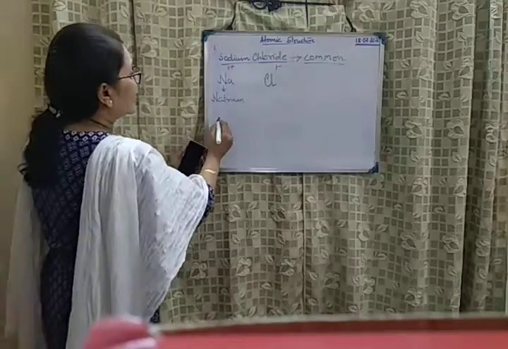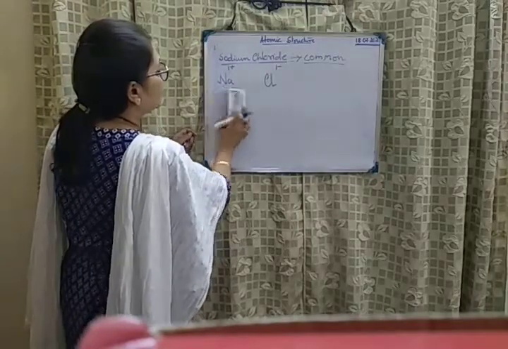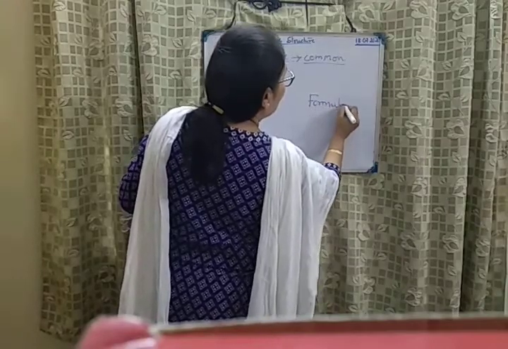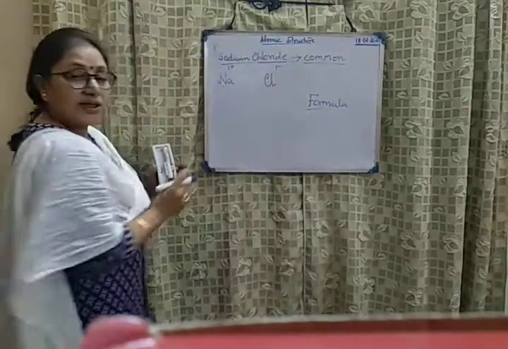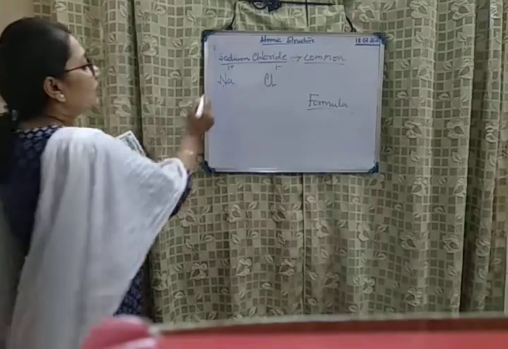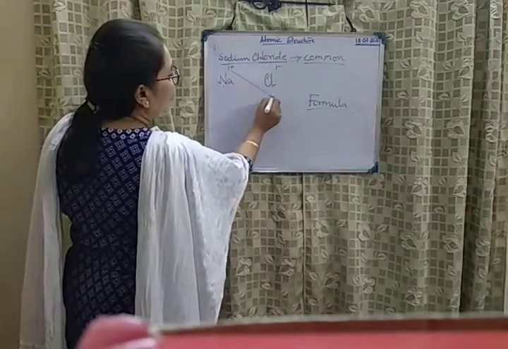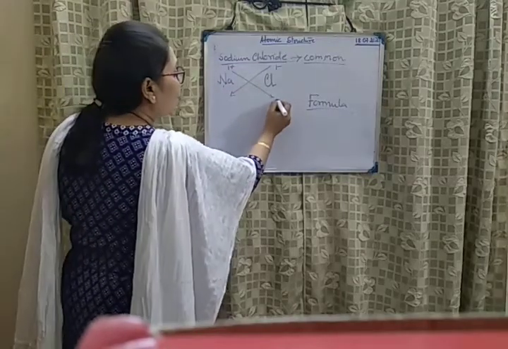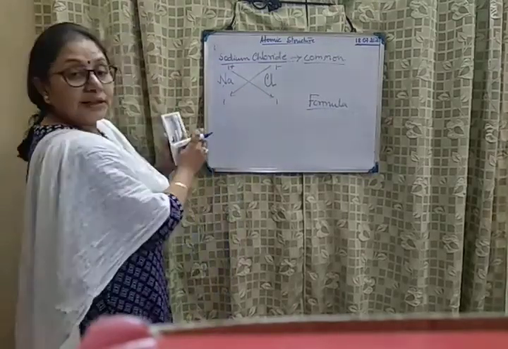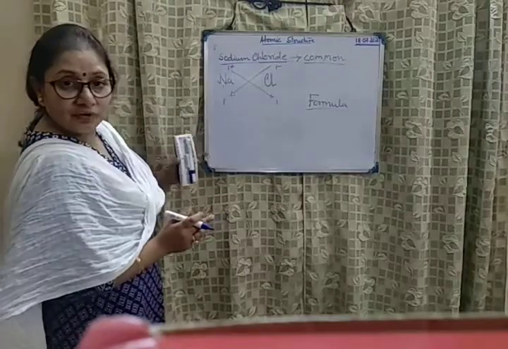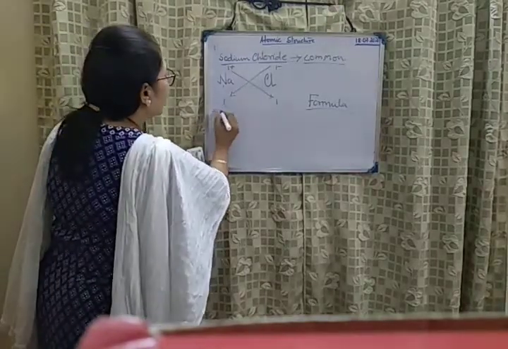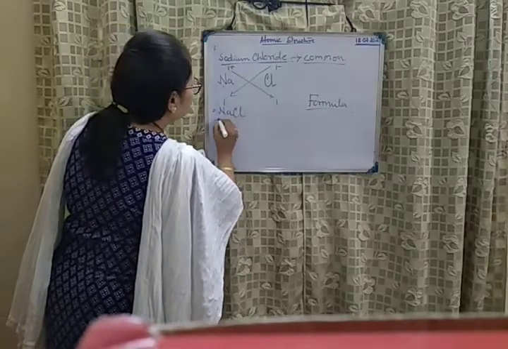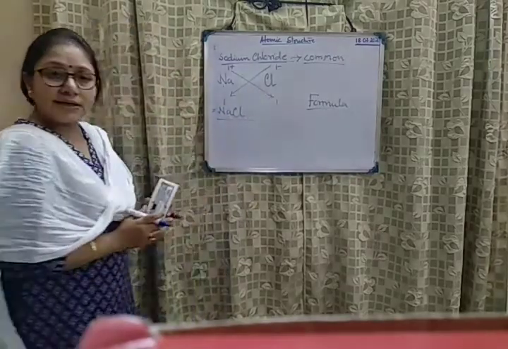When we write the formula of a compound, we need to interchange the valency of the element. Valency of sodium will come here, valency of chlorine will go here. Because both sides it is 1 each, there will be no change in the number of atoms, and we say that the formula of this compound, sodium chloride, is NaCl.